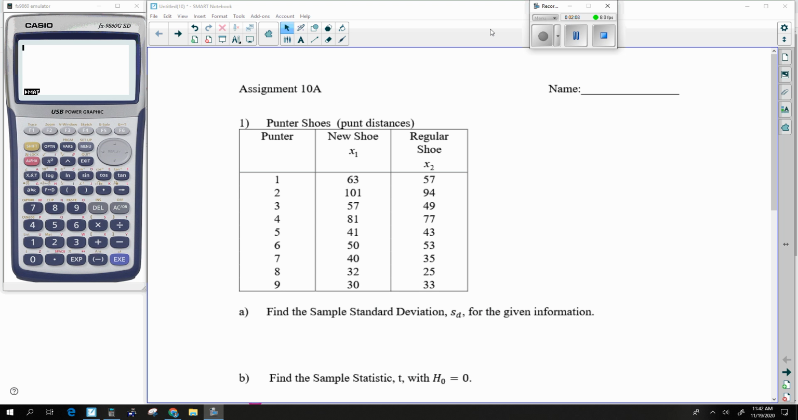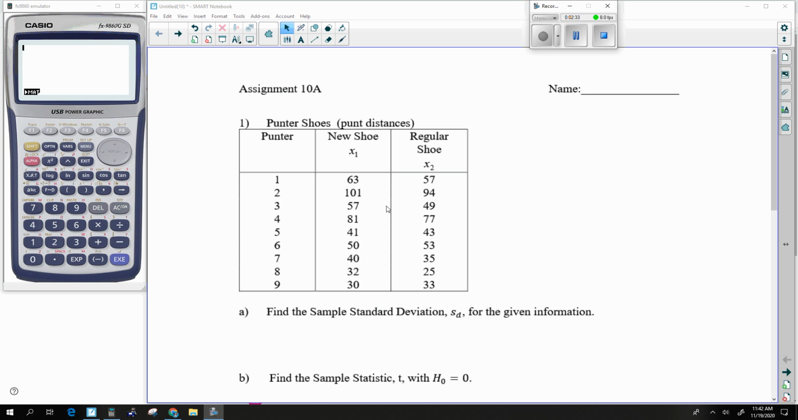And so what we did is we tested this. We got 9 different punters in this case, and they kicked the ball with the new shoe, and then they kicked the ball with the regular shoe. And so we see, okay, the new shoe worked in this case. We kicked the ball 6 yards further. Wow, this guy can boom it. And then we have all these different punters. And we're going to see, does this new shoe work?